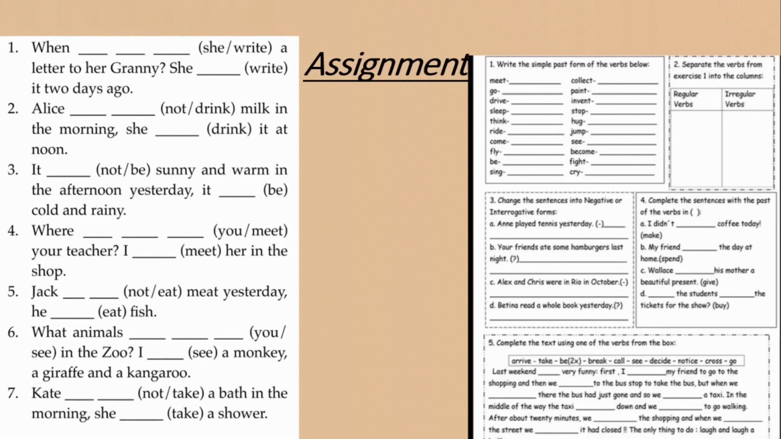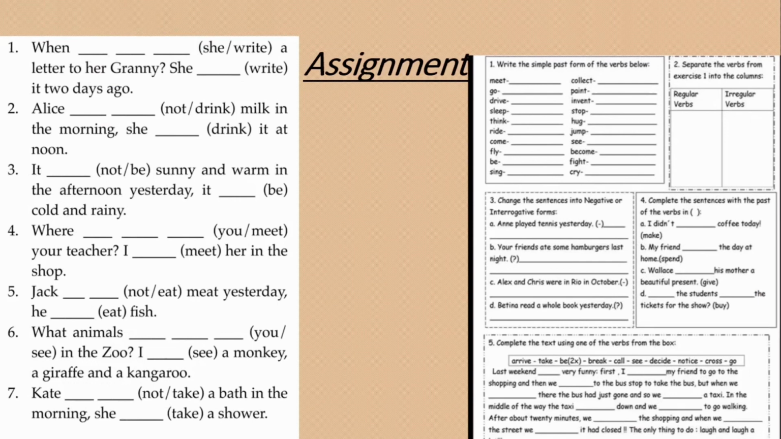And then number 3, change the sentences into negative and interrogative. Negative form: did not plus the base form of the verb. Interrogative: did plus the subject plus the base form plus a complement plus the question mark. And number 4, complete the sentence with the past form of the verb. I didn't make. My friend spent, or spended, them. Wallace, his mother a beautiful present, gave. Give, the past form is gave, and complete the others.